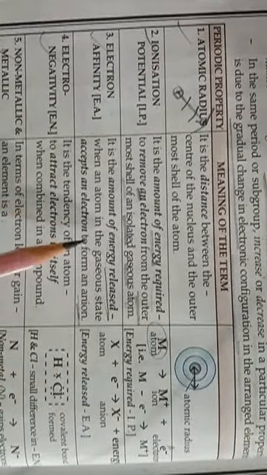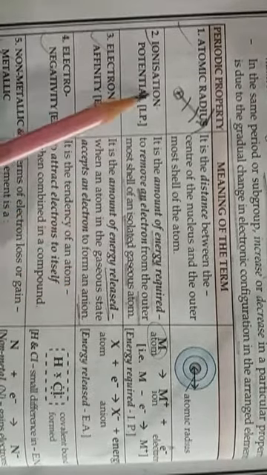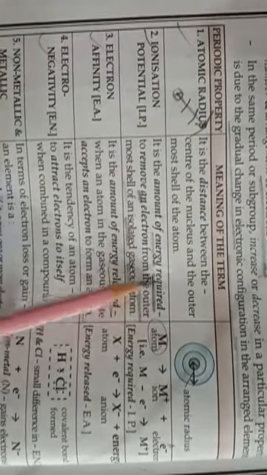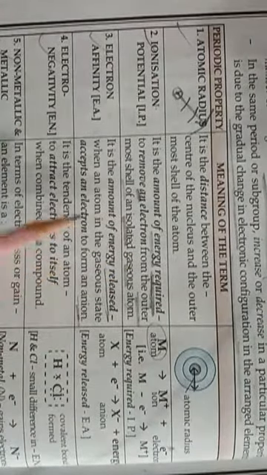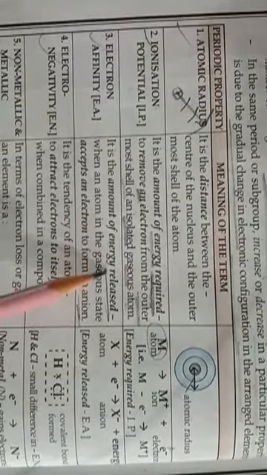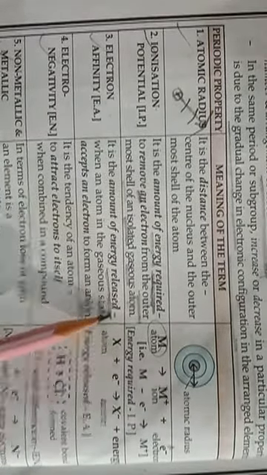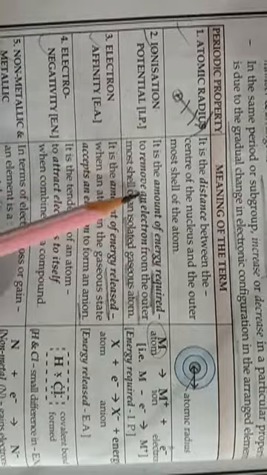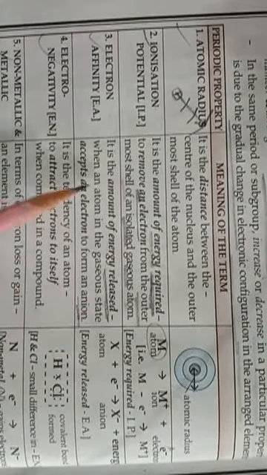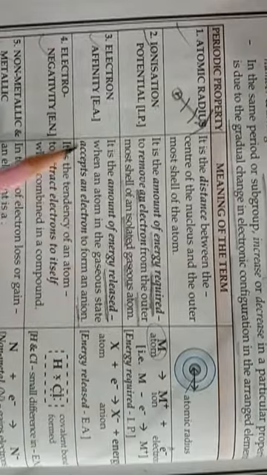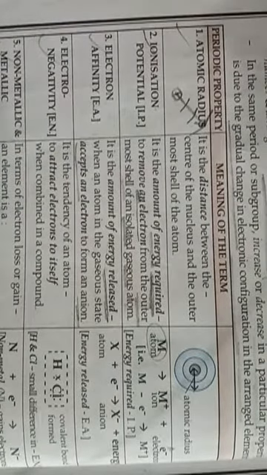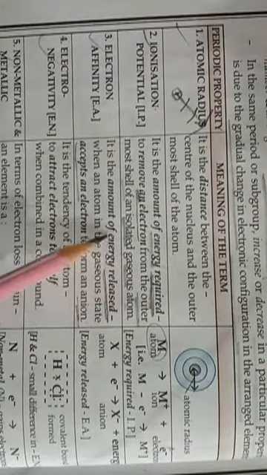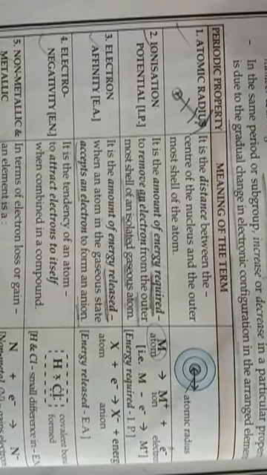Okay children, so in ionization potential, the amount of energy is required, and electron affinity is the amount of energy released. So energy is required to remove an electron, and here energy is released when an atom in the gaseous state accepts an electron. Okay children, so you can differentiate in this way between these two properties, ionization potential and electron affinity.